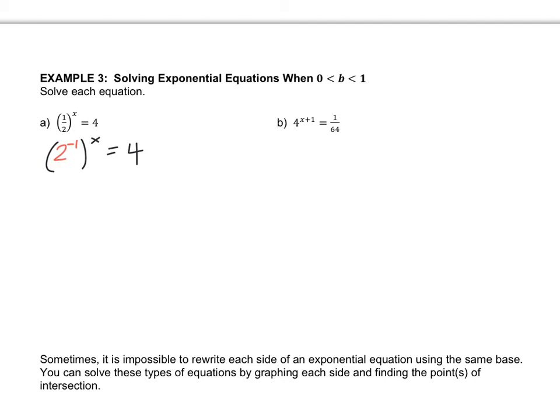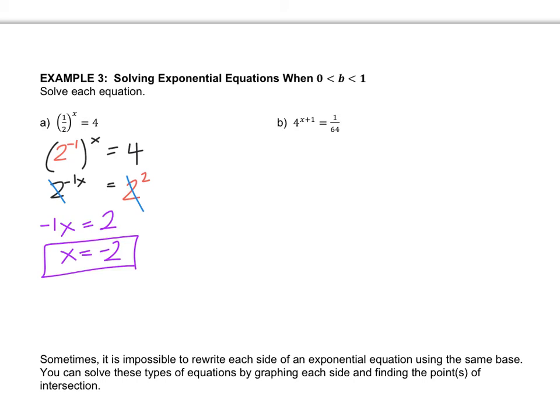Now I'm going to rewrite that. I have 2 to the negative 1x, and 4 is 2 squared. So now I have 2 to the negative 1x equals 2 squared, and since the bases are the same, I can ignore the bases and write an equation with the exponents. So I have negative 1x equals 2, so x is equal to negative 2. So first you just deal with the fraction, and then you change the base.